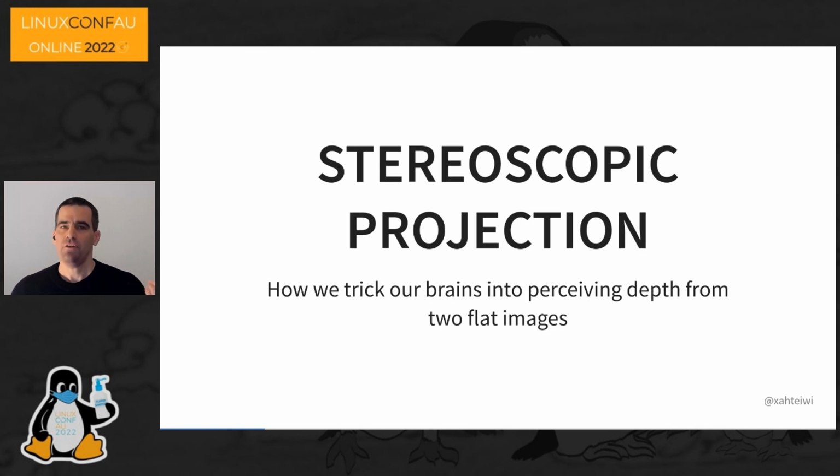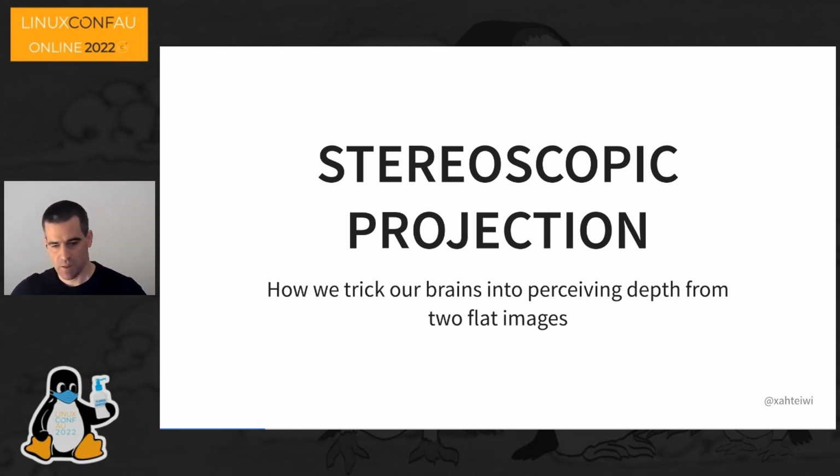So now that we know how real depth perception works, meaning how our eyes signal to our brains that an object is at a greater or a lesser distance from us, we can talk about how we can trick our brain into seeing depth when objectively there is none. So taking two two-dimensional images and then making our brains conjure up a three-dimensional image from that.